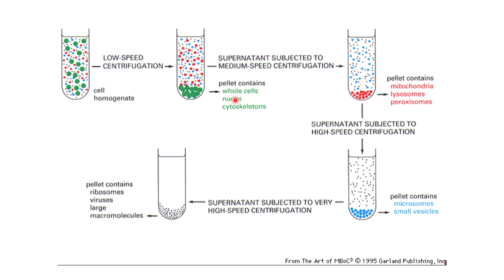Okay, so now if it is given that your sample is subjected to a very high speed, what are the components that you expect? You have to mention small vesicles, microsomes, along with your peroxisomes, mitochondria, nuclei, cytoskeleton. So everything would be there. Just keep this in mind. This also tells you about the size of the components present inside the cell.